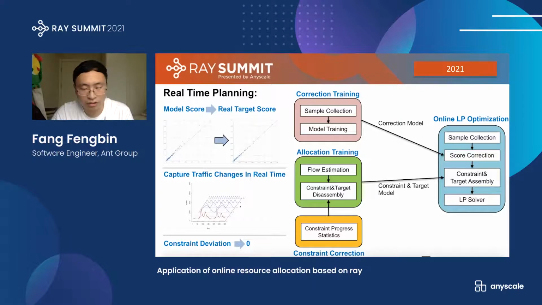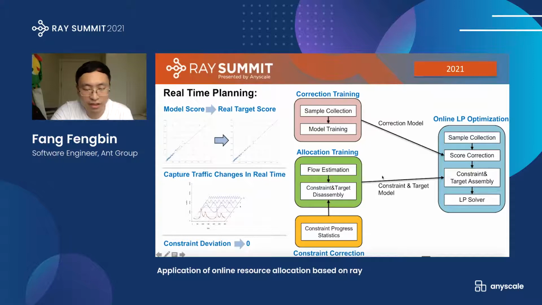In the technical scheme of real-time planning algorithm, four algorithm models are designed around the control of precise budget control and revenue estimation. The first algorithm is correction training. In the first stage of model scoring, there is a gap between the scoring result and the real target score due to the distribution diversion of model training samples. The purpose of correction training is to make the model scoring result as close as possible to the real target score.